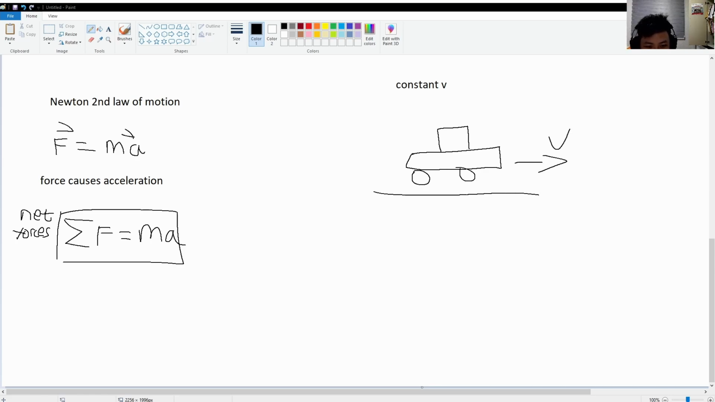So yeah, let's draw the free body diagram. So the car, the first one is gravity, and there's also normal force.